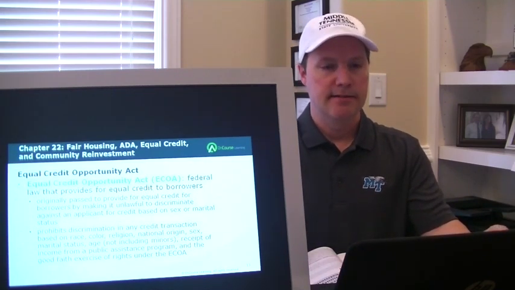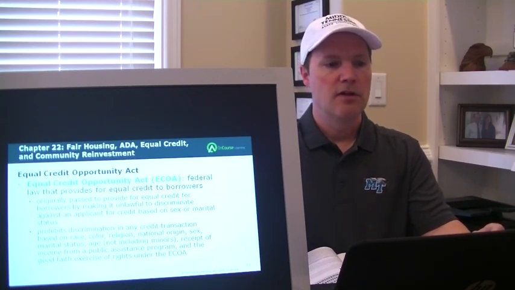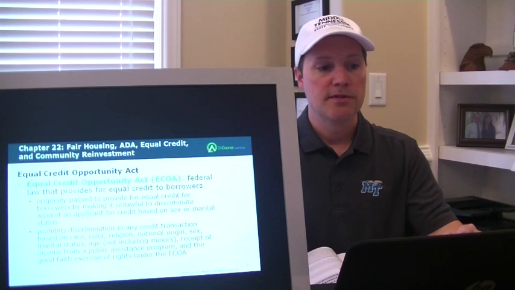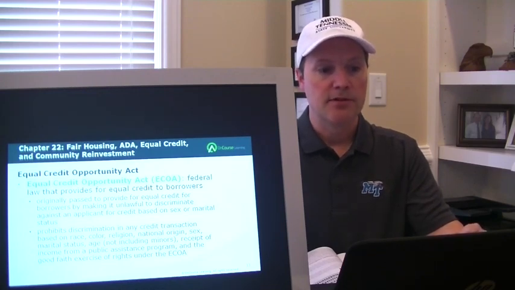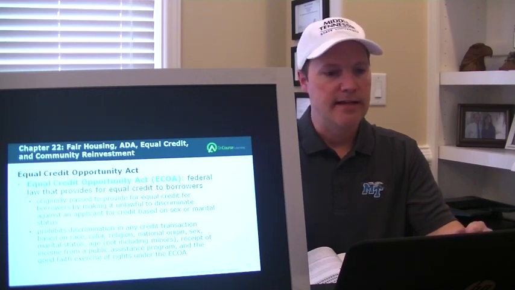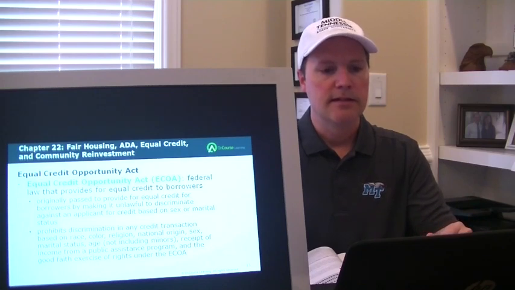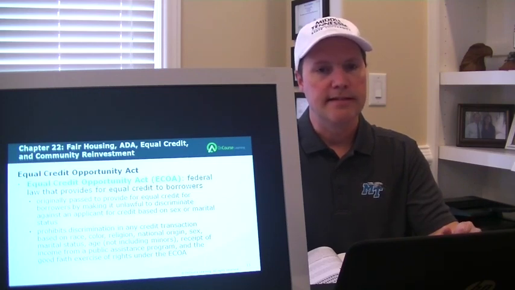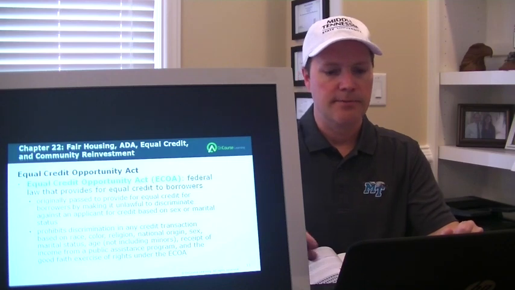Equal Credit Opportunity Act. Okay? Federal law that provides for equal credit to borrowers. Originally passed to provide for equal credit for borrowers by making it unlawful to discriminate against an applicant for credit based on sex or marital status. It prohibits discrimination in any credit transaction based on race, color, religion, national origin, sex, marital status, age, okay, you hear this over and over, not including minors, receipt of income from a public assistance program, and the good faith exercise of rights under the ECOA, Equal Credit Opportunity Act.